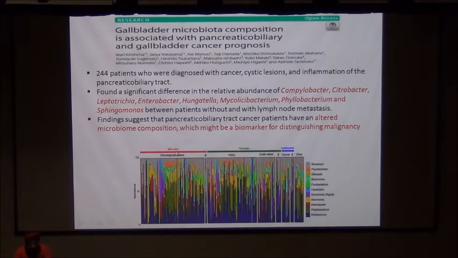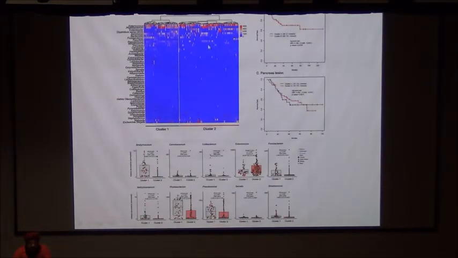So what they have done is the microbiota analysis. This is the bile duct, this is the pancreas and gallbladder. On analysis, they made 2 clusters based on the microbiome, and the clusters were subjected to Kaplan-Meier analysis. Cluster 2 showed lower survival in the bile duct lesion, and this cluster 2 was enriched in Enterococcus.